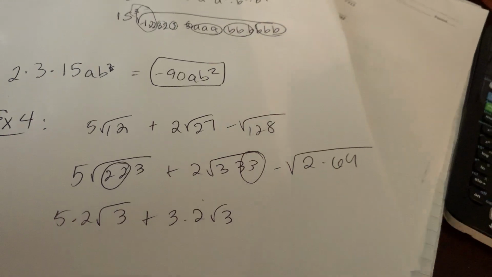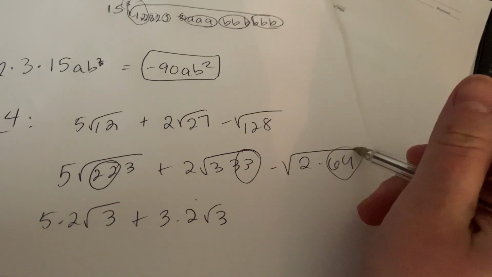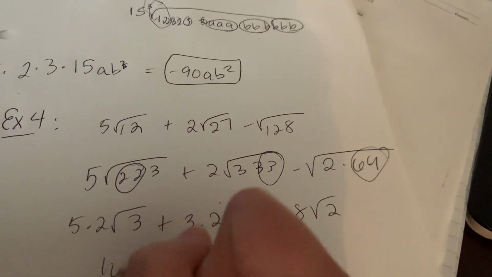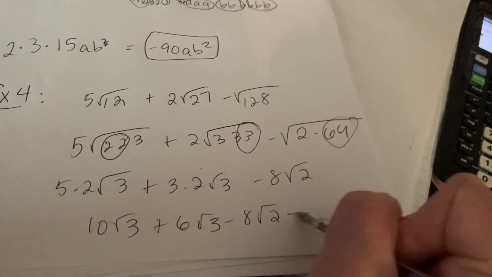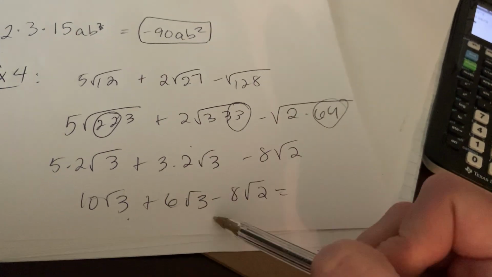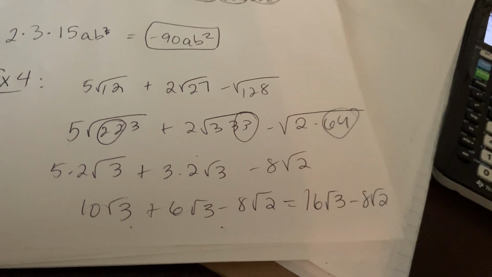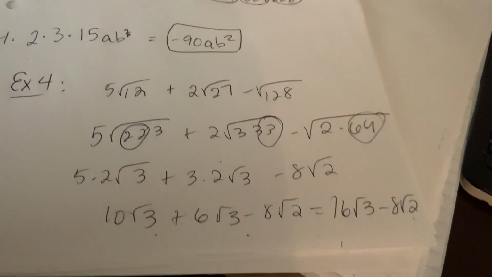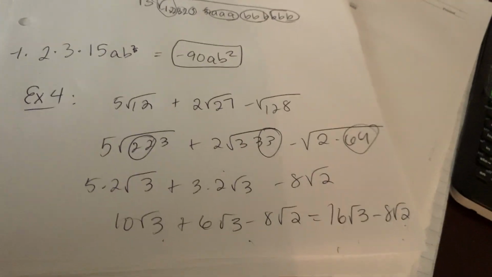I like to simplify as I go. If you want to clean it up first, that's fine. And then I know 64 is 8 and 8, so I take an 8 out. So this is 10 root 3 plus 6 root 3 minus 8 root 2. So we have a 10 root 3 and a 6 root 3, so that's a 16 root 3 minus 8 root 2. There's no other radicands of 2, so you're done. And those can't go together. It's like saying 16x minus 8y. That would be your answer.